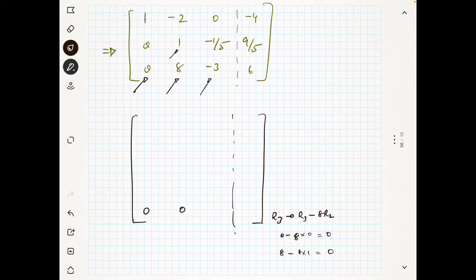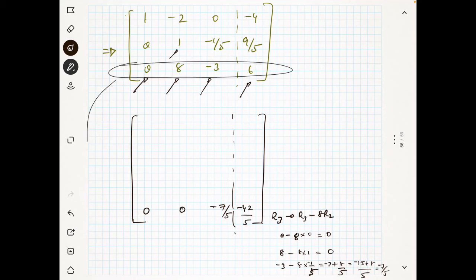Next, we will talk about this one. Okay, so minus 3 minus 8 into minus 1 by 5. So this becomes minus 3 plus 8 by 5, right? So how much does it become? So minus 15 plus 8 by 5. So this becomes minus 7 by 5. And you can do the same operation here also. For this element, you will get minus 42 by 5. So you got it.